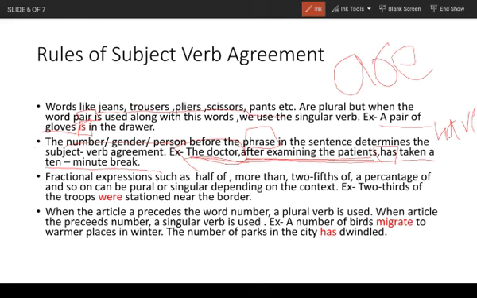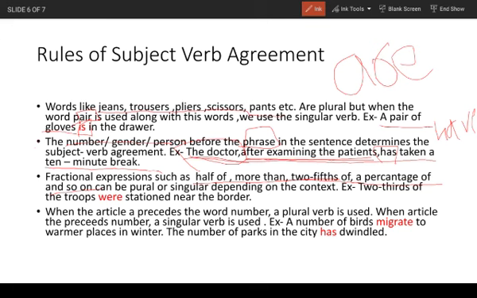Fractional expressions such as half of, more than, 2/5 of, a percentage of, and so on can be plural or singular depending on the context. So at that time, it depends. If it is singular, the verb would be singular. If it is plural, the verb would be plural.